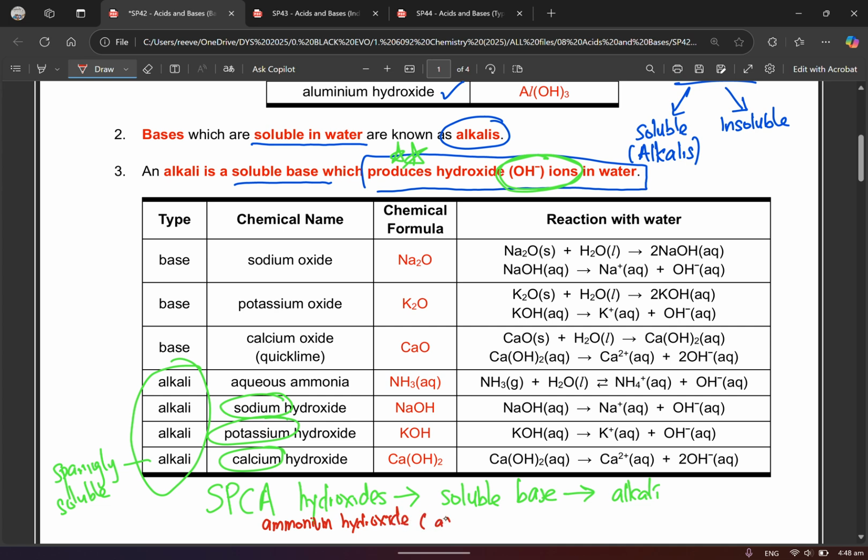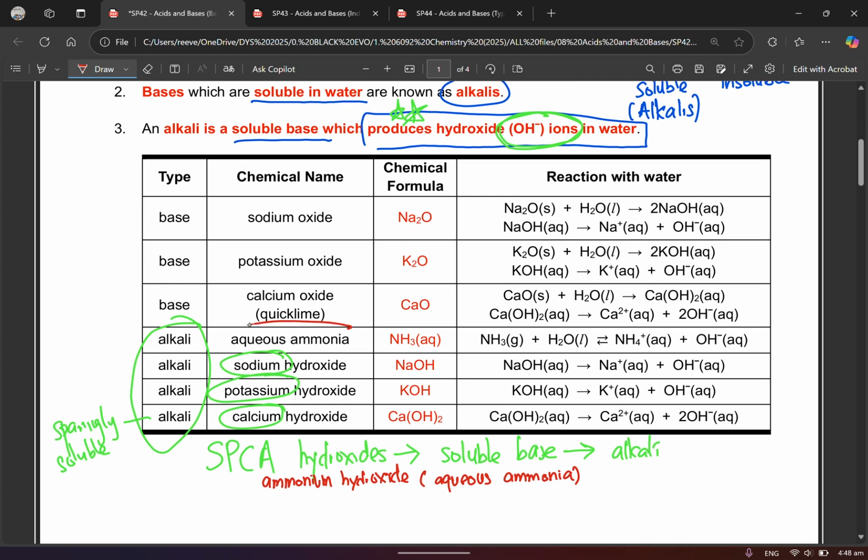Ammonium hydroxide is actually equal to ammonia. So that's why it's here. How do I know it's actually ammonia? Because when you put ammonia inside water and dissolve it, it forms aqueous ammonia, or in layman's terms they call it aqueous ammonia, but actually it's ammonium hydroxide because it has an NH4 plus and an OH minus.